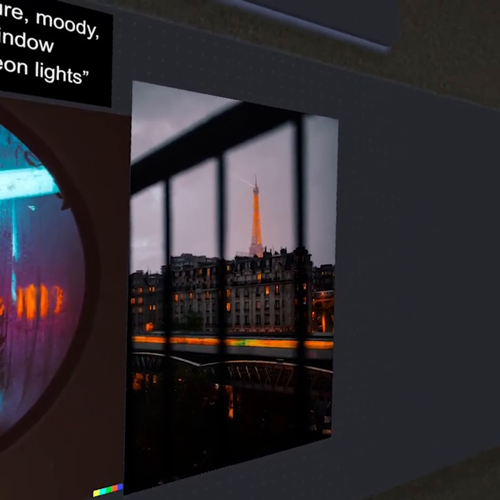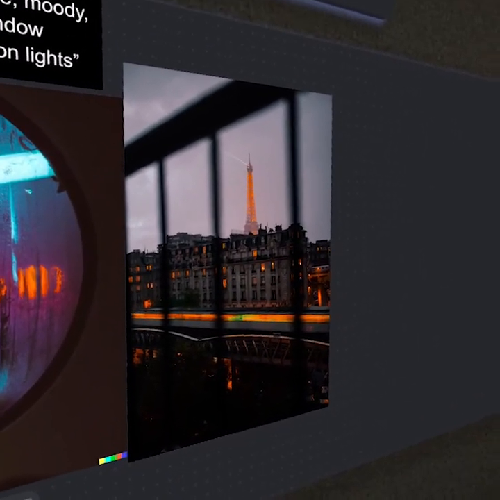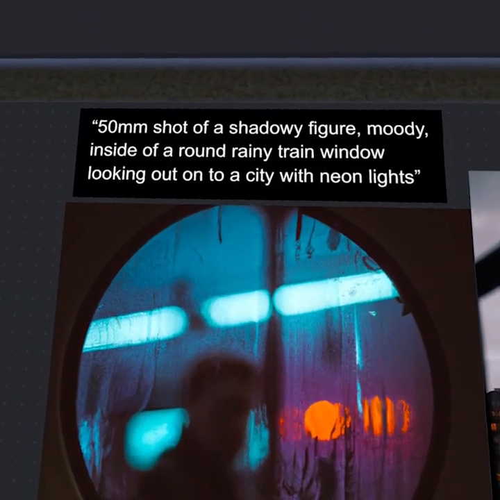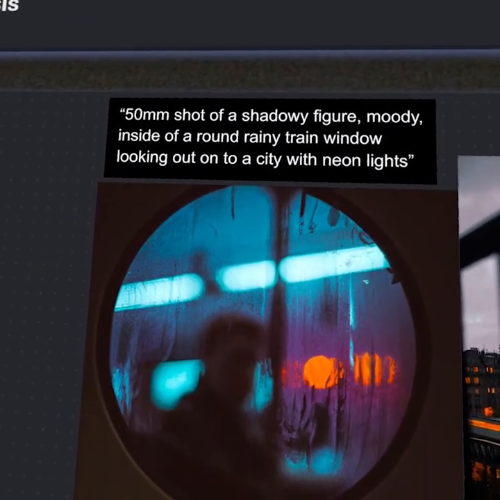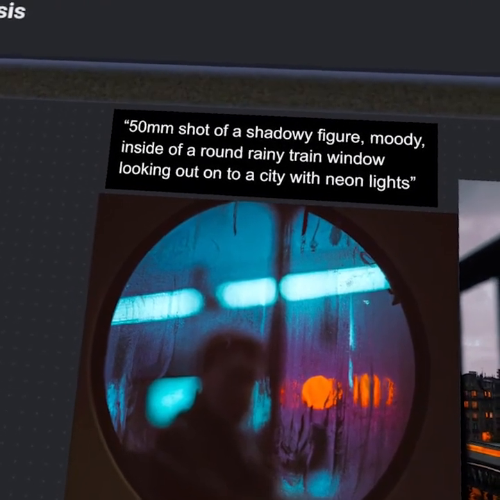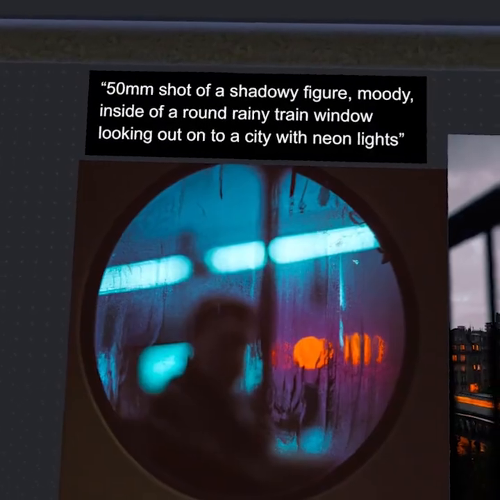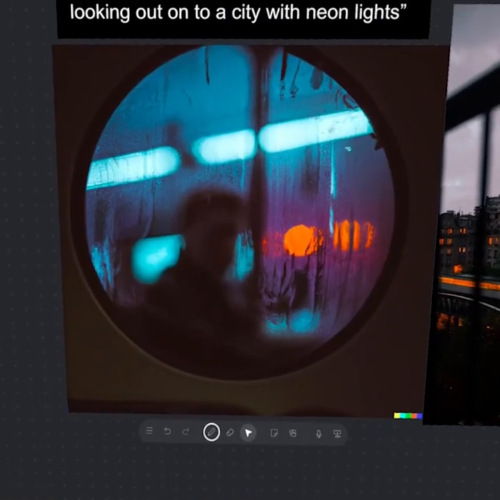You can see the stunning use of composition within this work, the stunning use of color as well. And you can see that goes directly into the prompt used to create this. So the prompt is, quote, "50mm shot of a shadowy figure, moody, inside of a round rainy train window looking out onto a city with neon lights." We certainly see that within the composition.